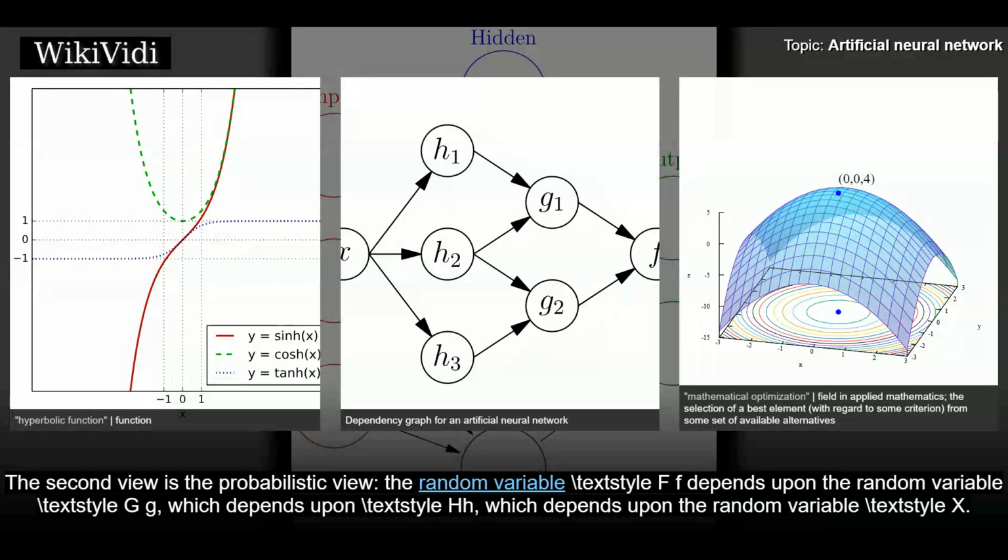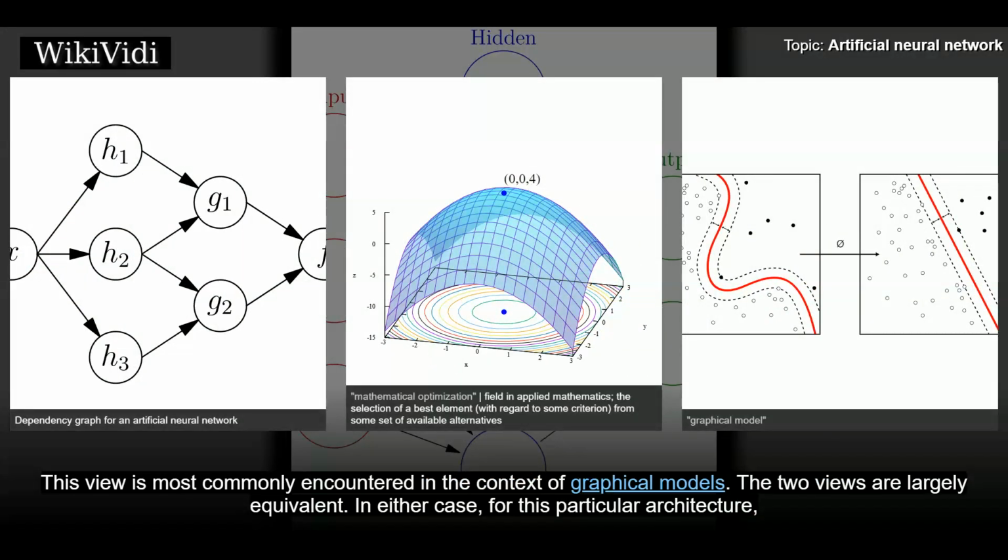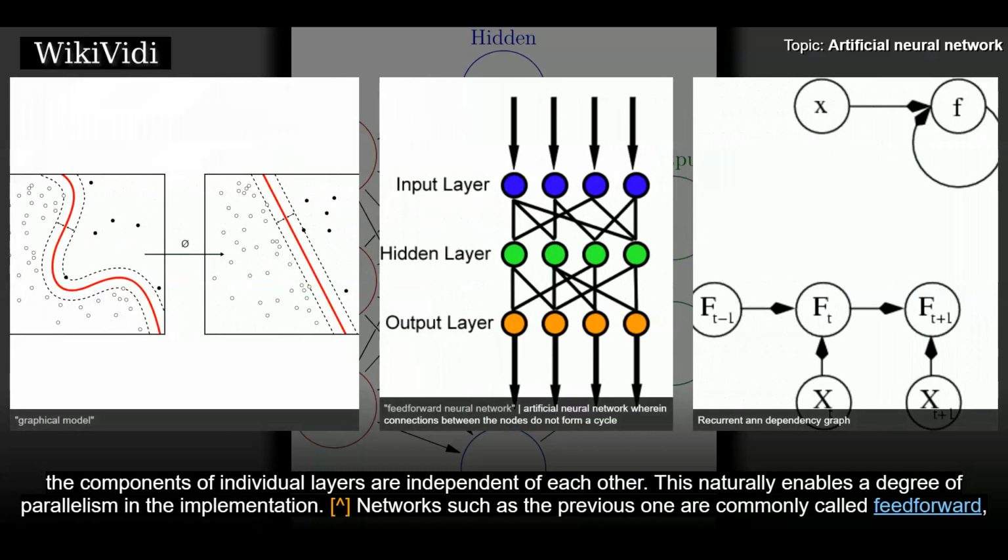The second view is the probabilistic view. The random variable F depends upon the random variable G, which depends upon H, which depends upon the random variable X. This view is most commonly encountered in the context of graphical models. The two views are largely equivalent. In either case, for this particular architecture, the components of individual layers are independent of each other. This naturally enables a degree of parallelism in the implementation.